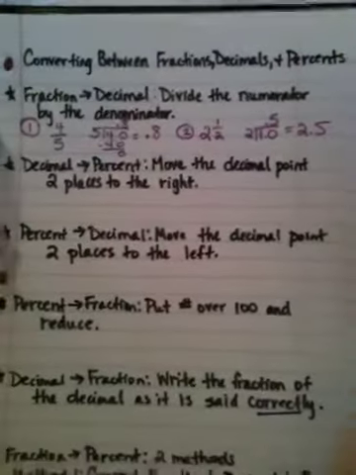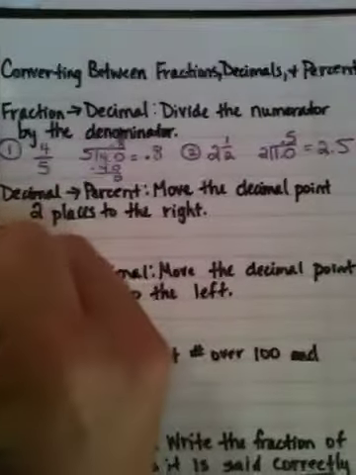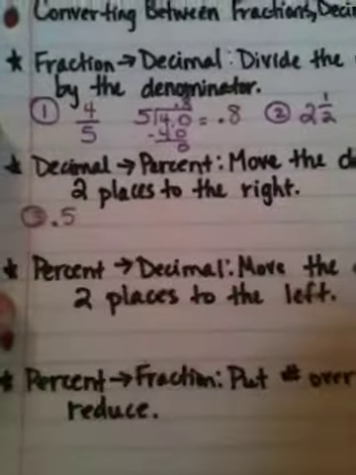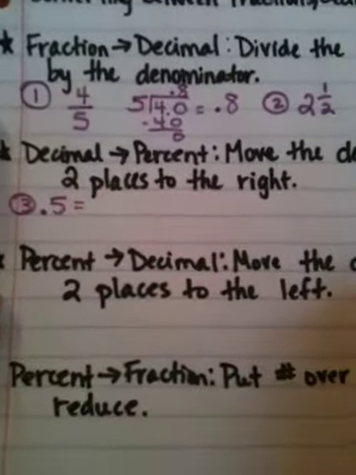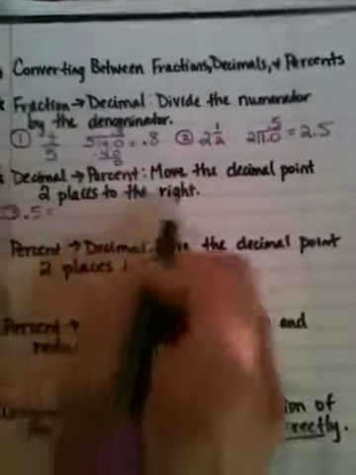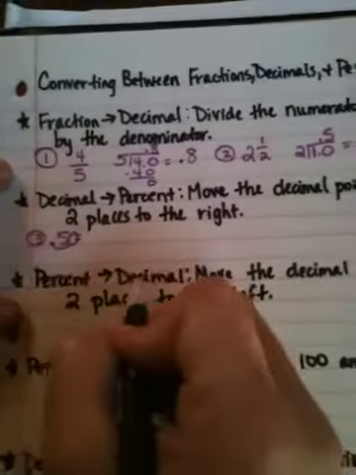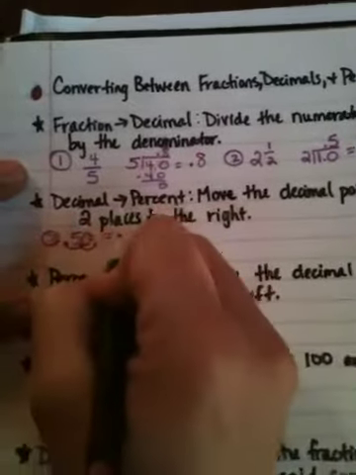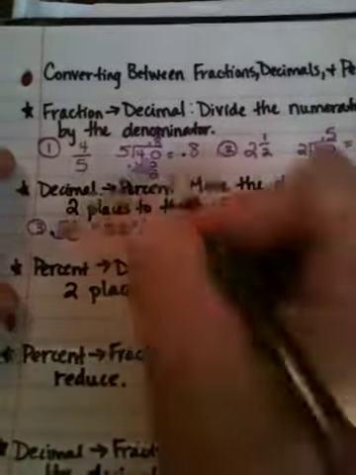For the next one, we have a decimal to a percent. Again, let's work with one that we know. If I have 5/10, hopefully we know that that is 1/2. My rule says to move the decimal point 2 places to the right. Well, I move it over once. There's an automatic 0 there, so I move it again. So 0.5 is equivalent to 50%.